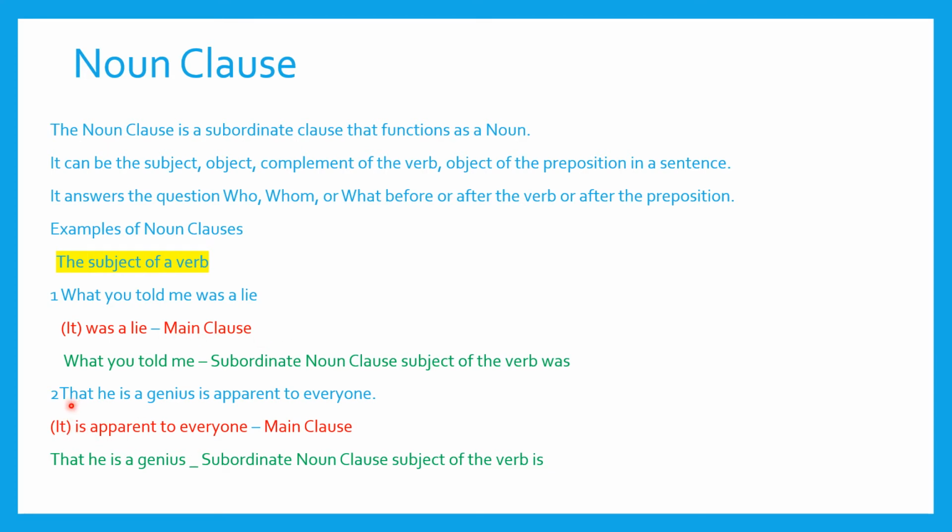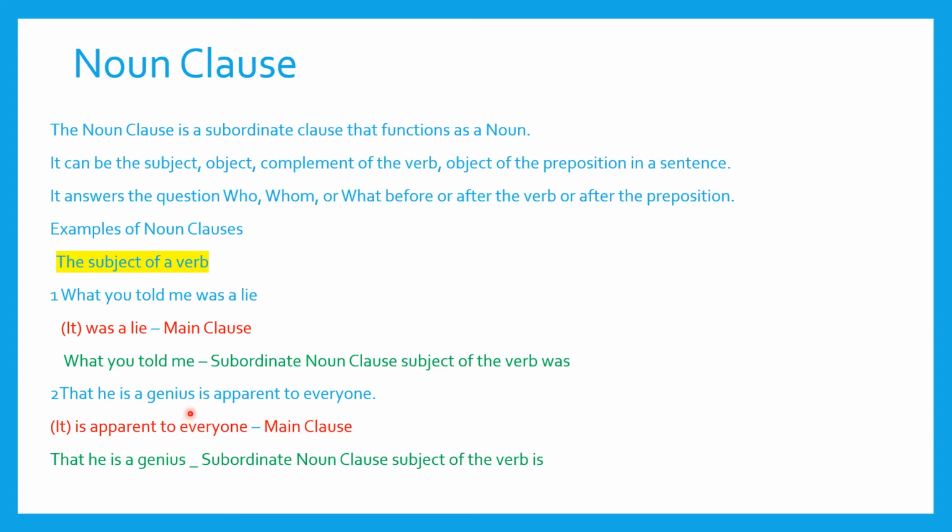The second example: that he is a genius is apparent to everyone. Follow the same rule. You circle the subordinating conjunction that. Then you underline the verbs. Which are the verbs? Two verbs are there, is here and is here. So where the second verb is, from the second verb to the remaining part of the sentence will be your main clause. So this is your main clause: is apparent to everyone. This it has to be assumed by you and put in brackets. So it is apparent to everyone is the main clause.